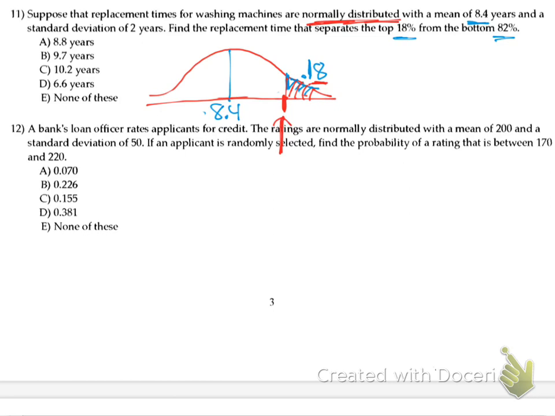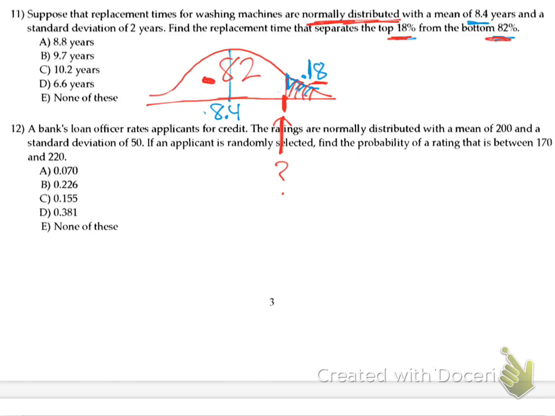Like if your washing machine lasts 12 years or longer, does that put you in the top 18% of how long washing machines last? I don't know. That's what we're going to try to find out. What is the number of years that you need to be in the top 18%? And they're telling me top 18% from the bottom 82%. So that means all of this is 0.82, isn't it?